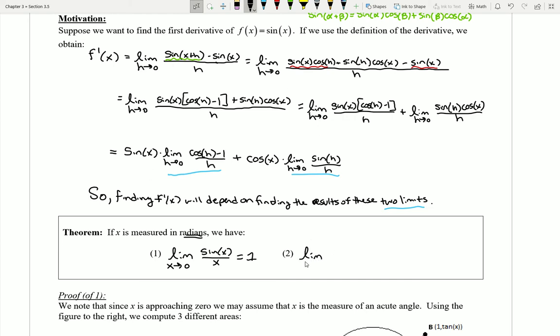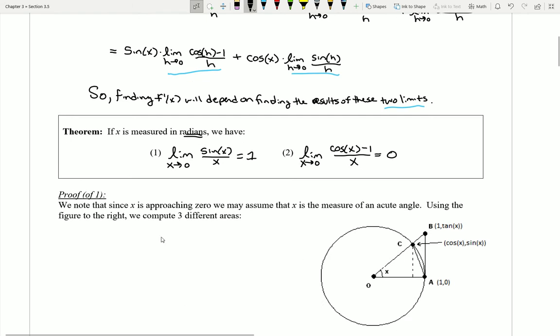I'll also claim over here that if I had a limit as x goes to 0 of cosine of x minus 1 over x, I'll show that this is actually going to be 0. Now again, I'm just stating this right now, I'm just asserting it, but how do I know that that's true? Well, this is why we actually have to go and take a look at the proof.